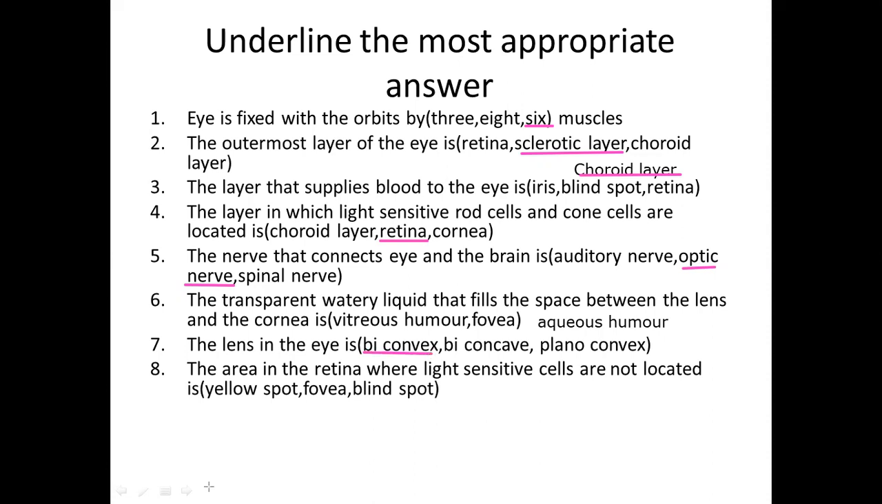The eighth question: the area in the retina where light sensitive cells are not located is. Now you saw that there are two areas in your retina. One part is sensitive to light. We have named it the fovea, or you can call it the yellow spot as well. But there is a part which is not sensitive to light, which is known as the blind spot. So it is the blind spot.